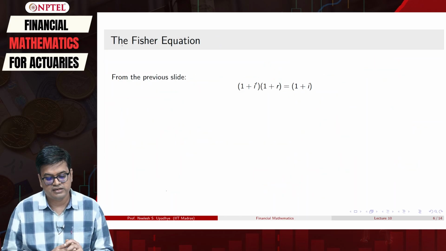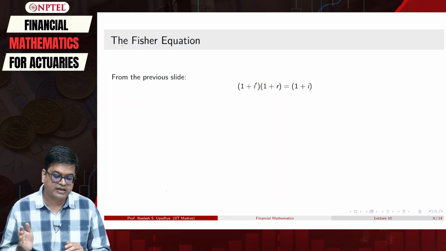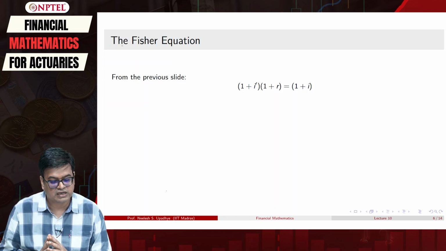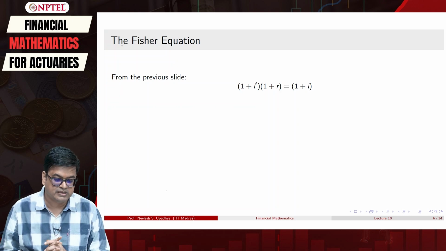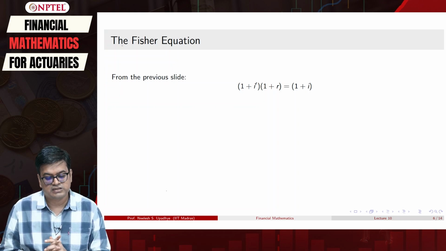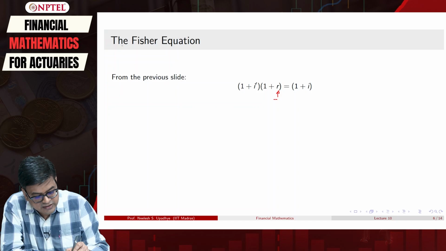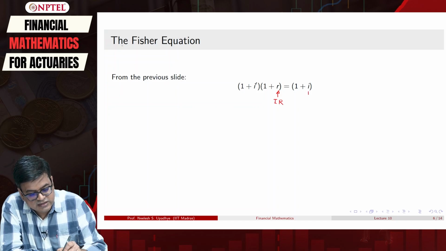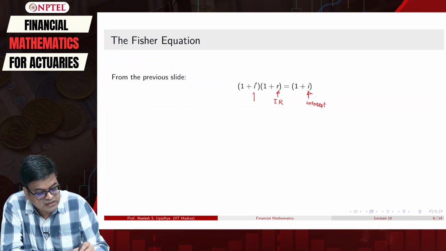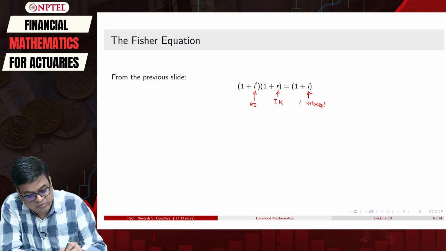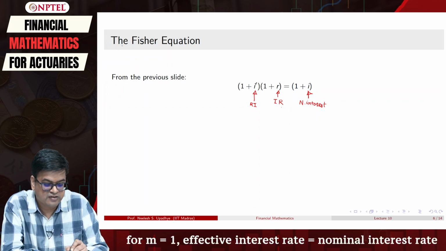From the previous slide, if I multiply both sides by 1 plus R, then 1 plus I prime into 1 plus R is going to be 1 plus I. Let me be clear: this is the inflation rate, this is the interest rate, and this one is the real interest rate. Okay, this is the nominal interest rate, this is the inflation rate.